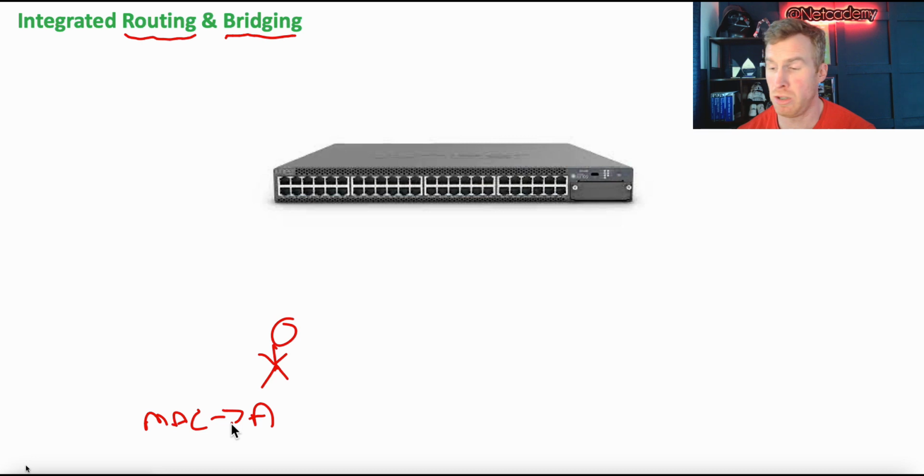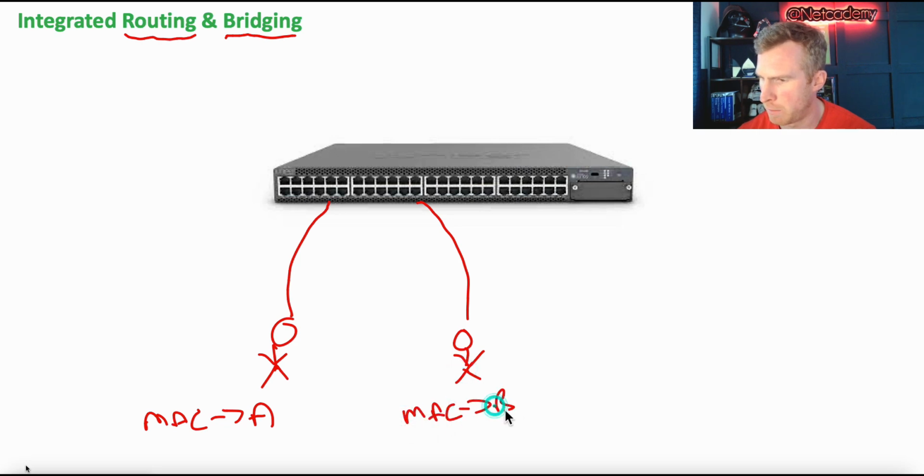And user A is connecting to a switch port. Whatever the switch vendor is, it doesn't matter at this point. This is a Juniper switch that I'm showing here, but it could be any vendor. And let's say that connected to the same switch we've got another user, let's call it user B, with MAC address B.